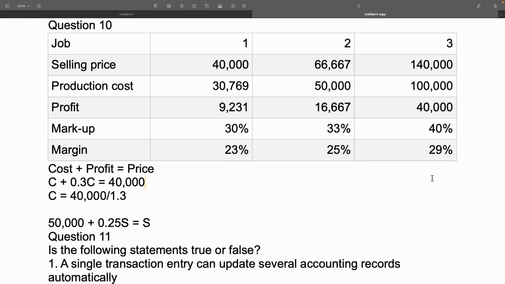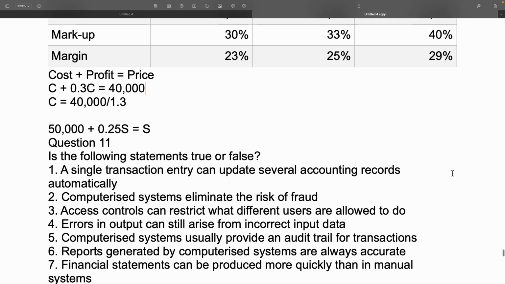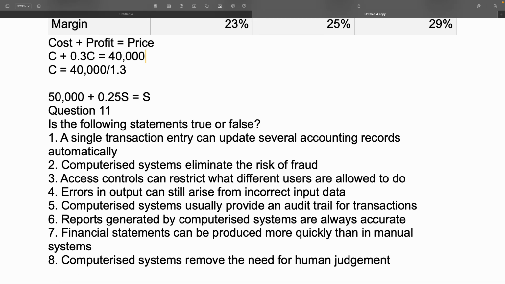Okay. If you already got markup and you got profit, you automatically can calculate the production cost. Once you can calculate the production cost, you also then can calculate the selling price and then therefore the margin also. So this is the process involved for calculating this issue. Next one. Let's move on to the next issue.